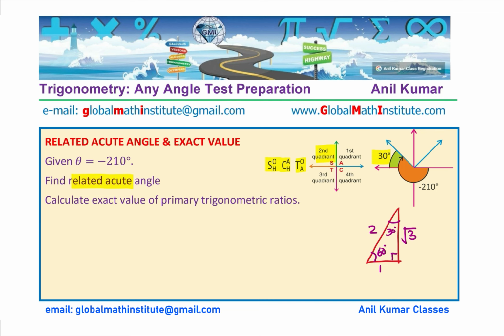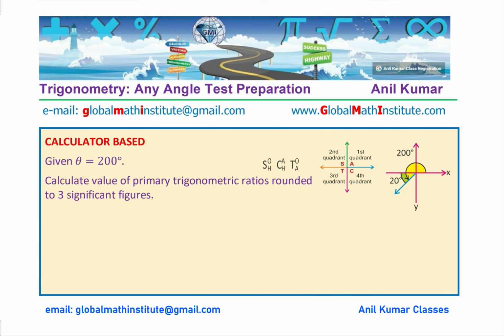Perfect. The next question here is calculator based. Given theta as 200 degrees, calculate value of primary trigonometric ratios rounded to 3 significant figures. Now this is also a very important exercise, as you need to always calculate the angles, and normally you are expected to write 3 significant figures for the accuracy, right? You can visualize that 200 degrees is in quadrant 3, where only tangent ratio is going to be positive, sine and cosine will be negative, which you can check with the cos rule. Clear, right?